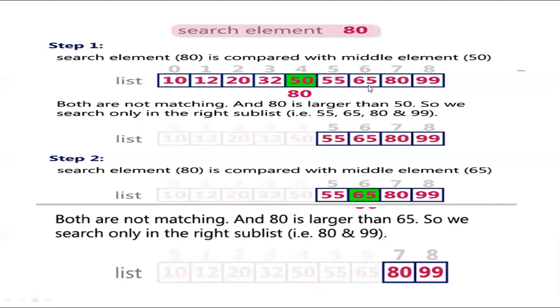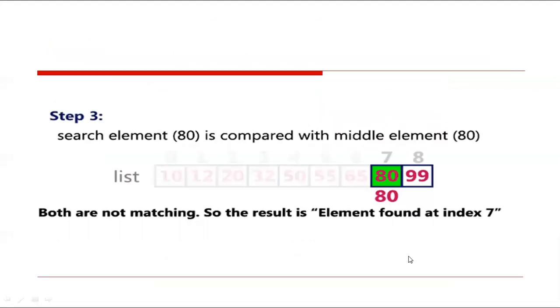Okay, in this example, 3 loops. Here step 1, here loop 2, then loop 3. This is the loop 3. Clear? In the loop 3, 80 is compared with the middle element. That is, 80 equal to 80. Yes. Simply the element is found at location equal to 7. Clear? So only 3 steps required. Then the remaining are not needed. Okay. This is an advantage of binary search.